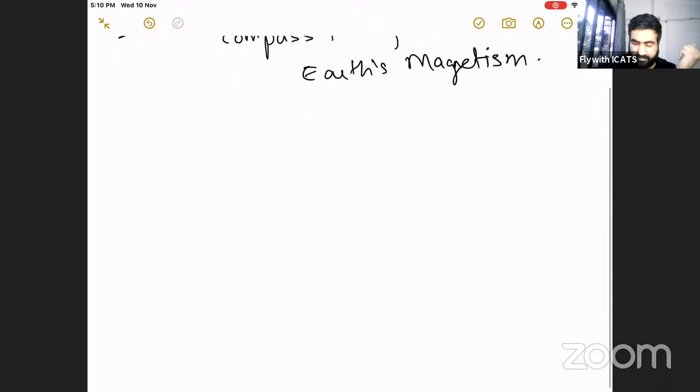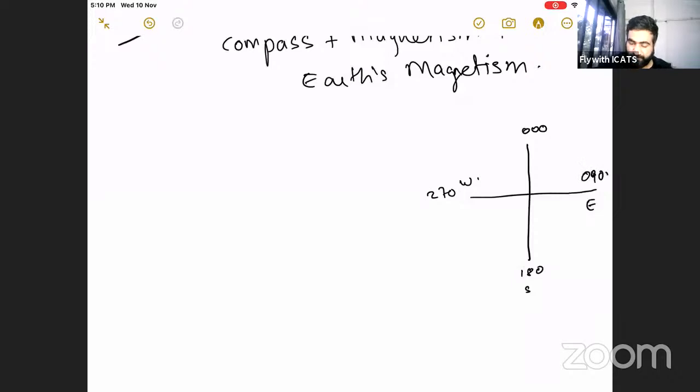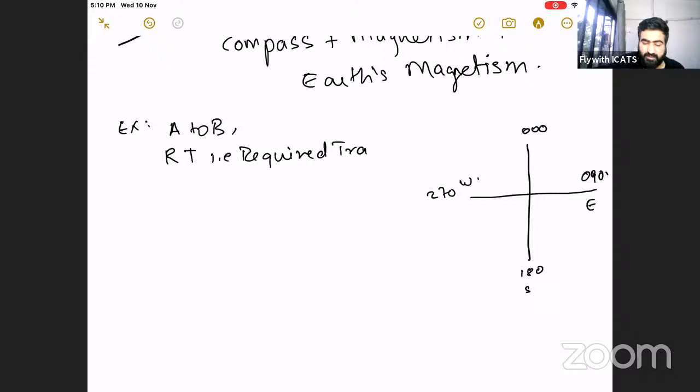But before we start, what I'm going to show about directions is, our strategy to understand directions, the cardinal points. North, east, south, and west. This we already know. Now let's say you have to travel from A to B, where your RT, that is required track, is 280 true.